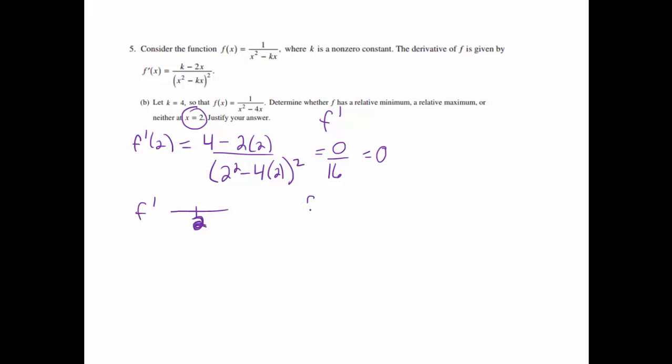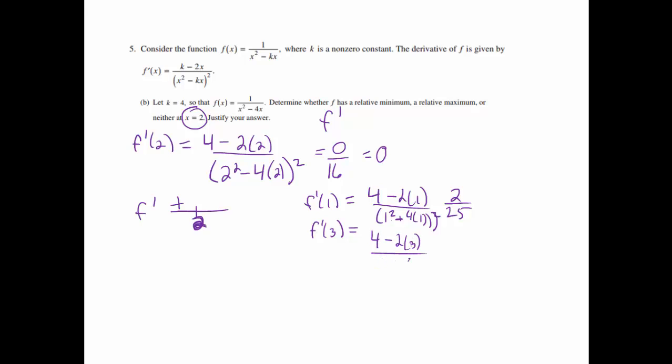And then I am going to calculate the derivative at 1, and then I'm going to calculate the derivative at 3, just calculating things on either side. So if I plug 1 into that derivative, I'm going to get 4 minus 2 times 1 over 1 squared minus 4 times 1 squared. I'll get 2 over something positive. 1 minus 4 is negative 3, squared is 9. So I get a positive value. And then if I plug in 3, I will get 4 minus 2 times 3 over, I don't even have to consider the denominator, because if I square it, I'm going to get a positive answer.